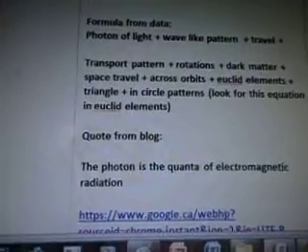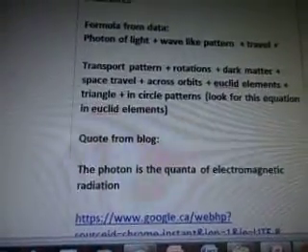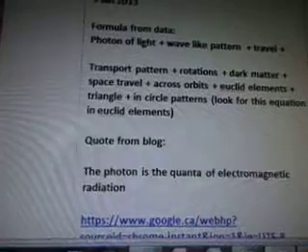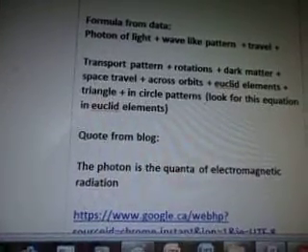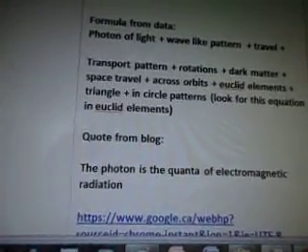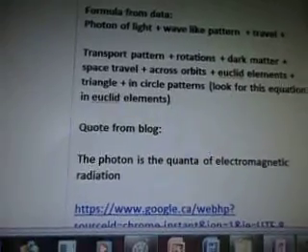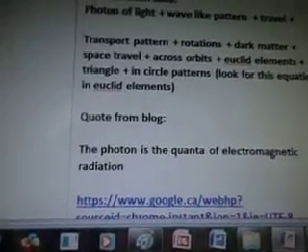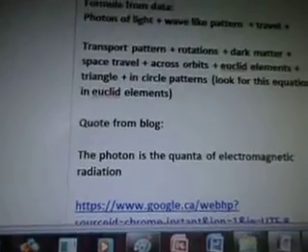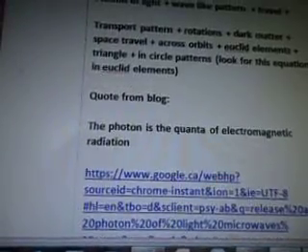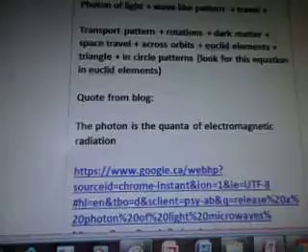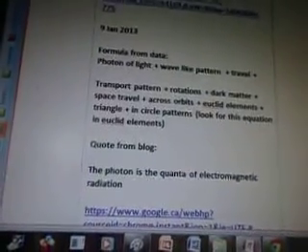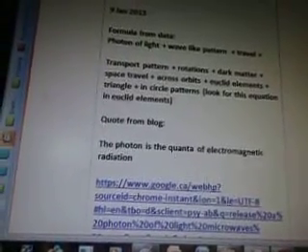Rotations, dark matter, space travel across orbits, Euclid elements, triangle and circle patterns. Look for this equation in Euclid elements. I still haven't covered everything about the Euclid elements. I did like a little mini thing about it, but I've ordered a book to read about it, so I can actually look at the actual inscriptions and see what's on there. I believe there's some sort of formula in there for us to accelerate our space travel through the orbits of the planets, so we don't have to go around them all the time to get to the next planet.